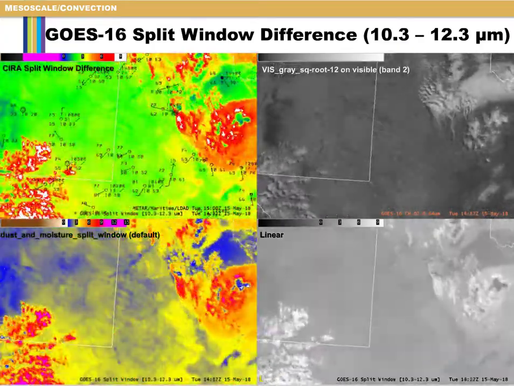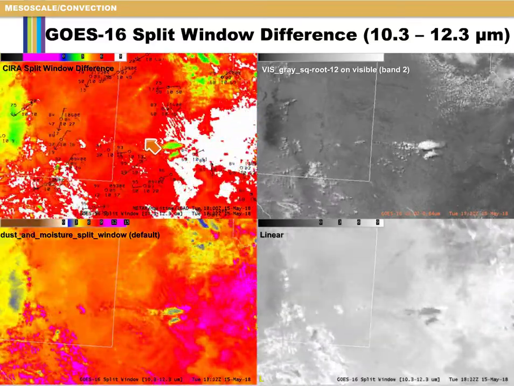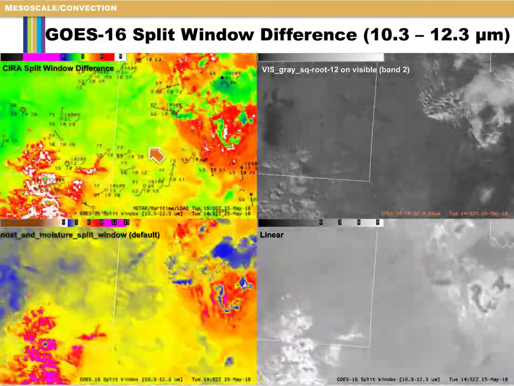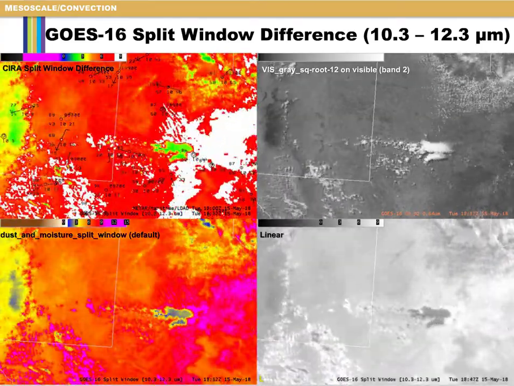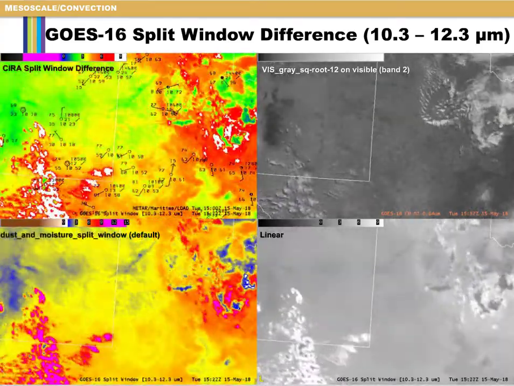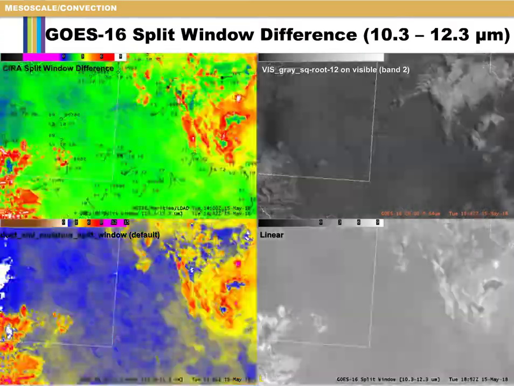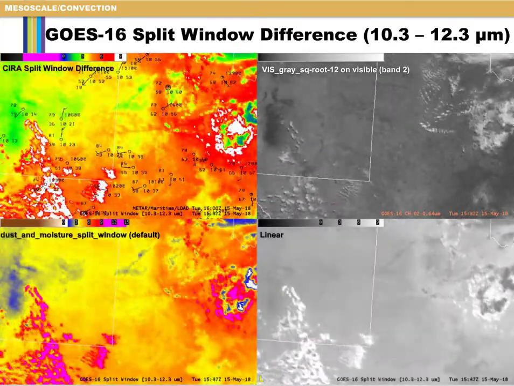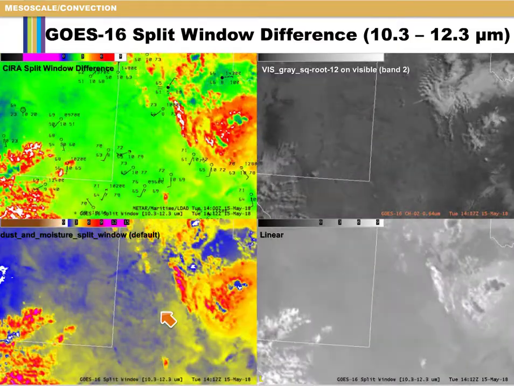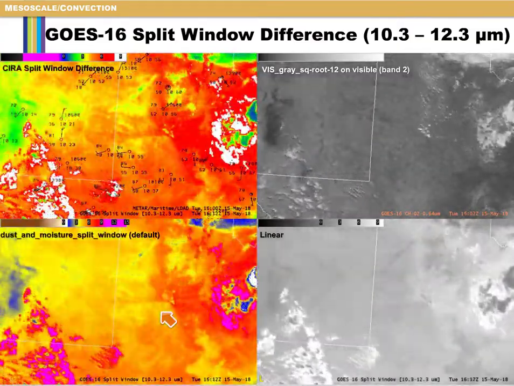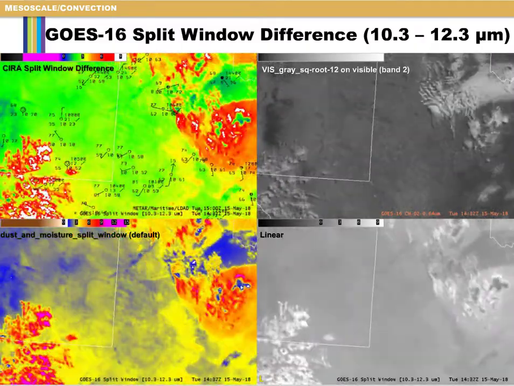In this example, an MCS outflow boundary oriented east to west is moving southward in the Texas Panhandle. The visible imagery in the upper right indicates clear skies along this MCS outflow boundary. The other 3 panels are the split window difference product with color tables indicated. Note that the MCS outflow boundary appears in this product since larger positive values indicate localized moisture deepening prior to the development of convective clouds.